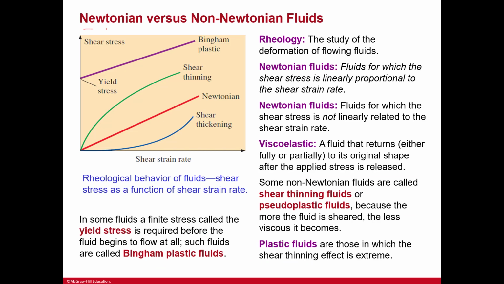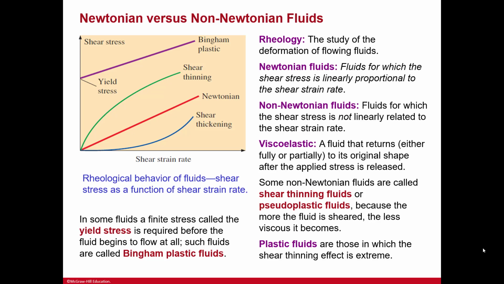That's what helps keep it together. Newtonian versus non-Newtonian fluids. So we kind of talked about that in the beginning. And so you have rheology, which is the study of the deformation of flowing fluids. And then in that you have the Newtonian fluids, and that's fluids for which the shear stress is linearly proportional to the shear strain rate. And so that means that it flows proportionally, right? So more shear stress, more strain rate. Less shear stress, less shear strain rate, right?